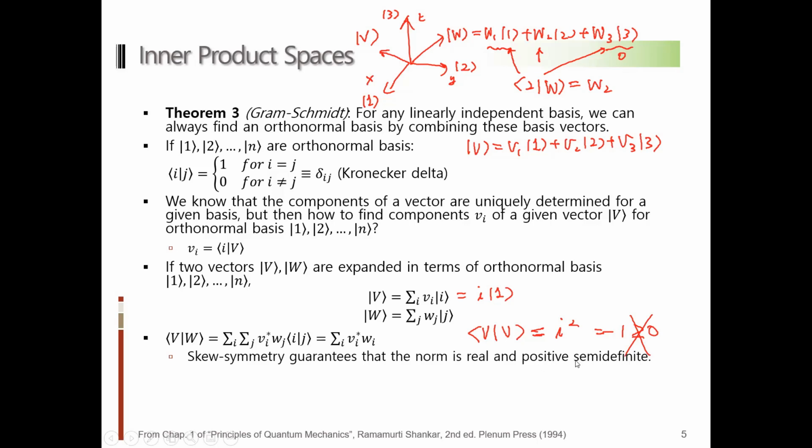And then the concept of the norm becomes very weird, because we are using the norm as the length of the vector, but then what's the meaning of a complex-numbered length? So there is a conceptual problem. That's why we prefer the skew symmetry rather than the symmetry for the vector space over the complex field.